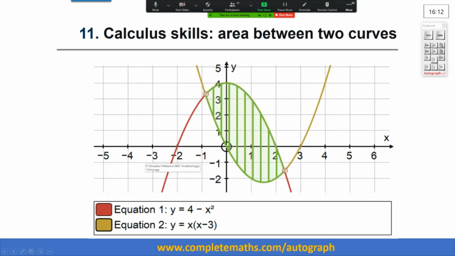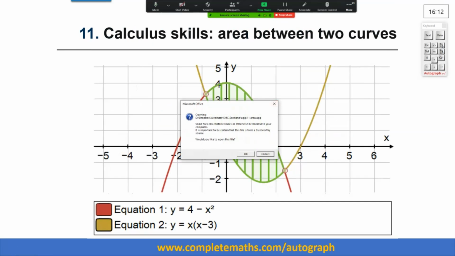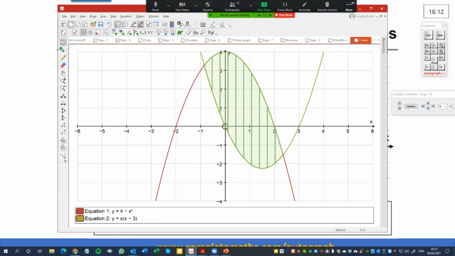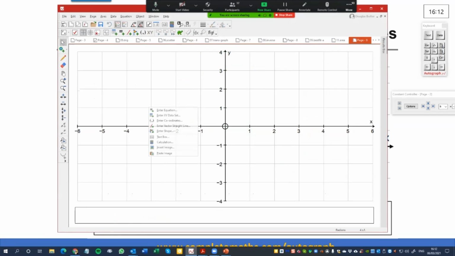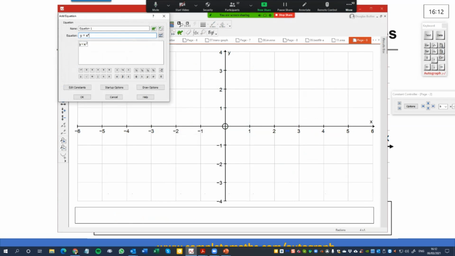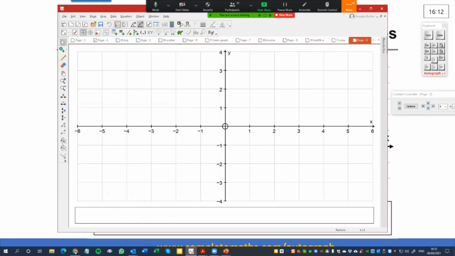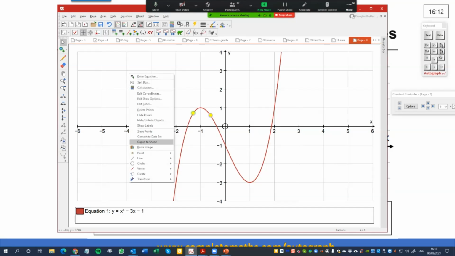Calculus skills about areas. Let's have a look at my favourite cubic again, y equals x minus 3, x minus 1, because there's lots you can do to explore the concept of an area under a graph. I'm going to put a couple of points on here, one here, just wait for the black arrow, and one here. Now if I select this, then this, and right click, create an area.